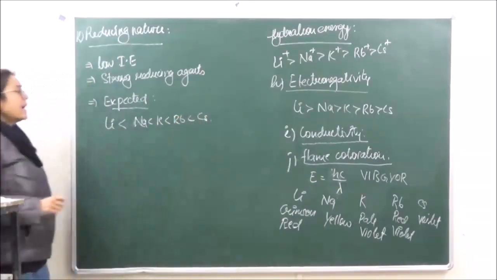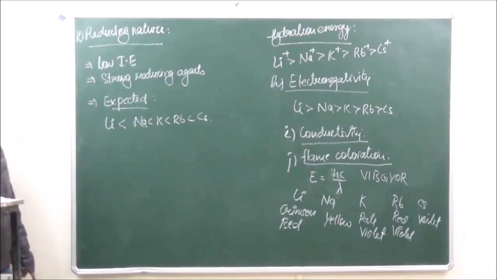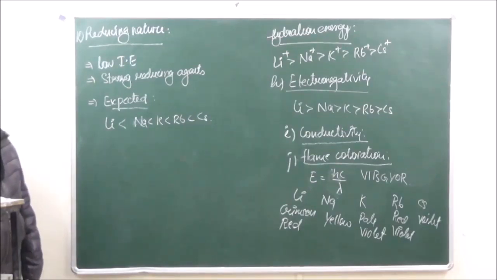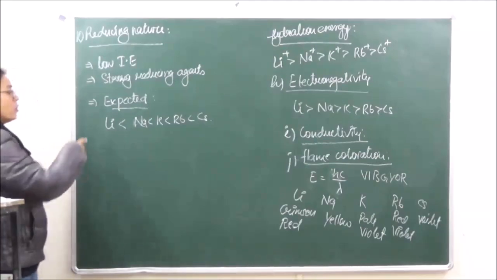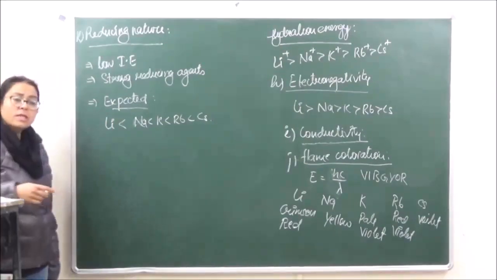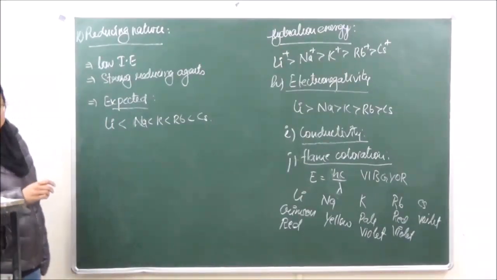But it is seen that the reducing nature does not follow this trend. So if you are looking at the reduction potential values of each of these, it is seen that lithium has the most negative reduction potential value, according to which it should be the strongest reducing agent. But according to the ionization energy, the trend which we are following is that it is the least reducing agent. So what is happening over here, let's see.